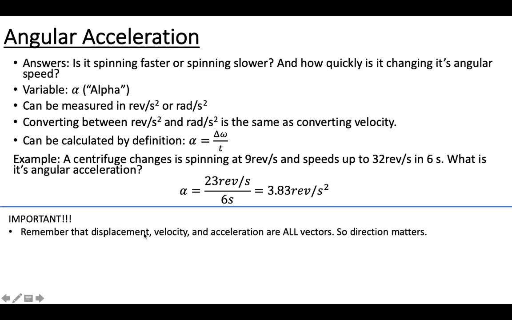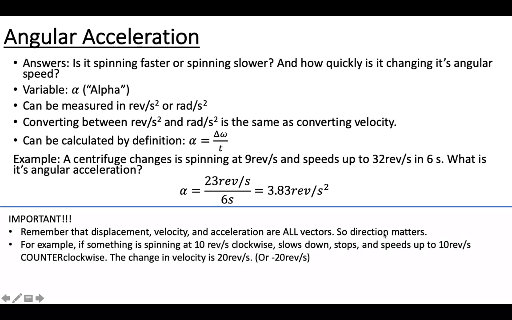We need to remember that displacement, velocity, and acceleration are all vectors, so direction matters. For example, if something is spinning at 10 revolutions per second clockwise, slows down, stops, and speeds up to 10 revolutions per second counterclockwise, so first it's going 10 one way, and then it switches up and starts to go 10 the other way, the change of velocity there is 20 revolutions per second, or negative 20 revolutions per second.